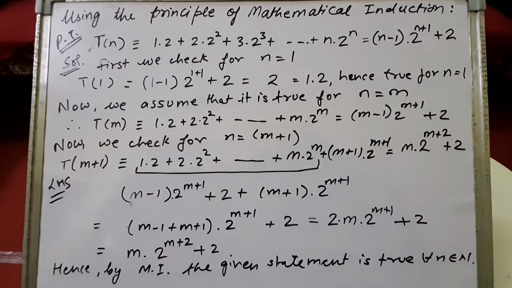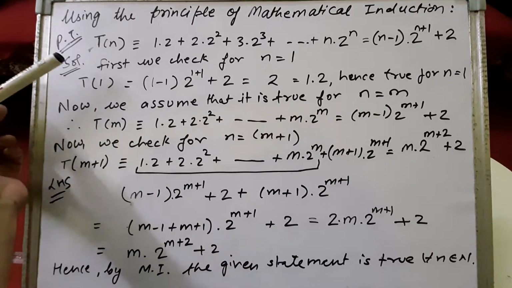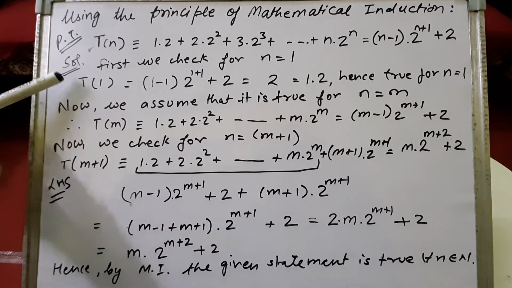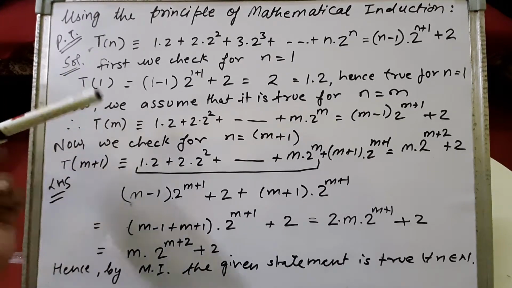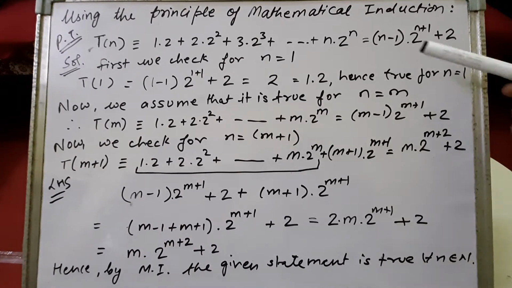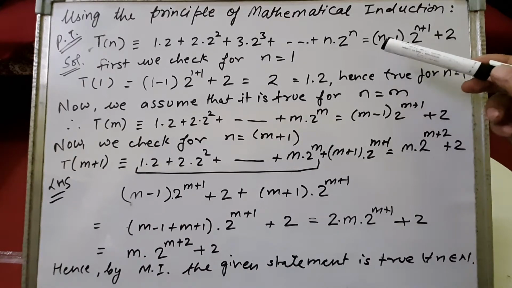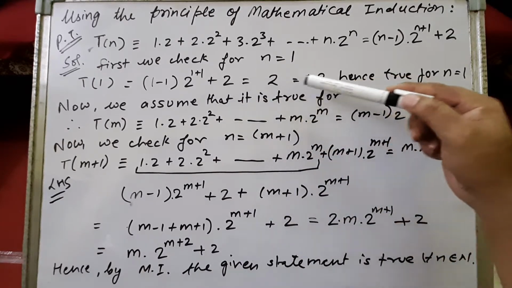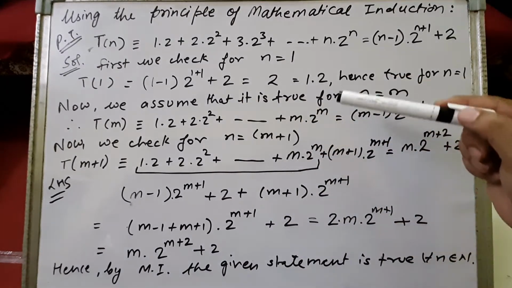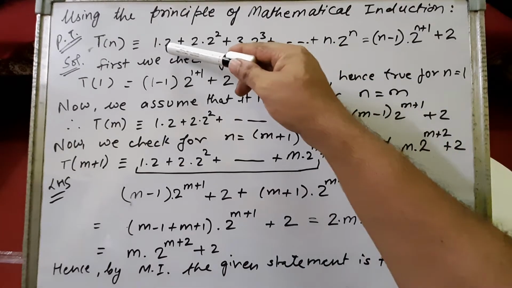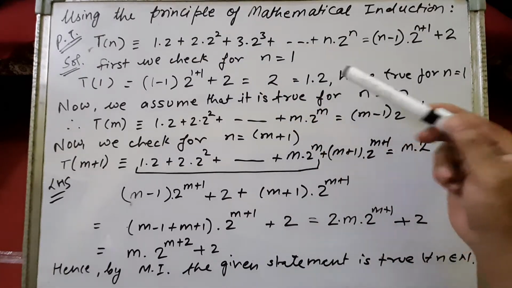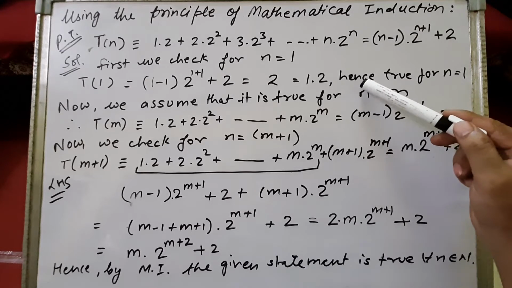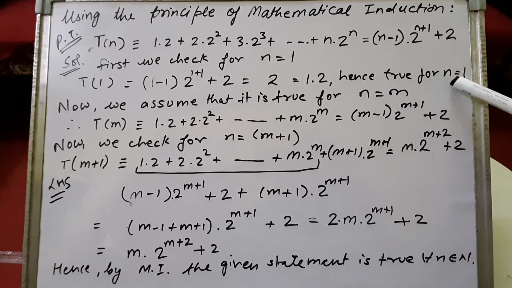Let's start with n equals 1. First we check for n equals 1. So the value of t1 will be, if you put n equals 1 here, we get 1 minus 1, which is 0. So this term 1 minus 1 will be 0, and what we get is 2. And 2 can be written as 1 into 2, because the first term is written in the form of 1 into 2, so I've written it in the same form. Hence it is true for n equals 1. Right.